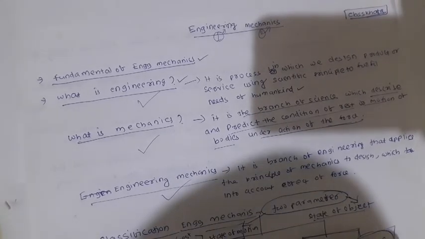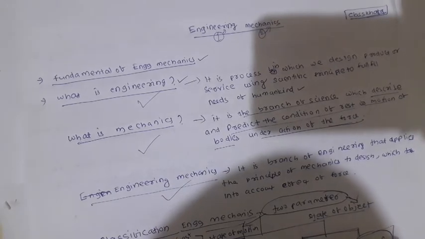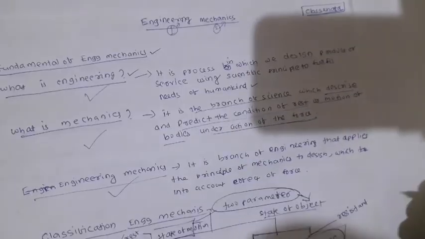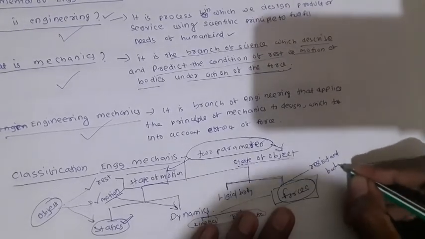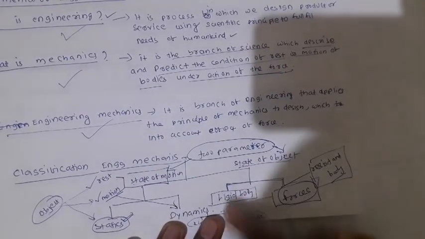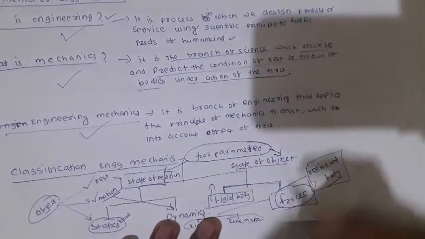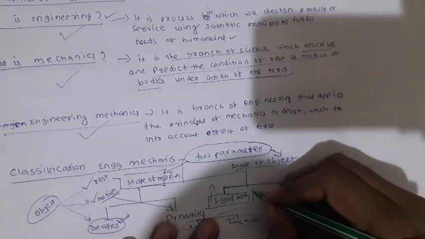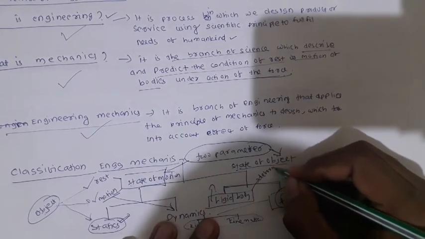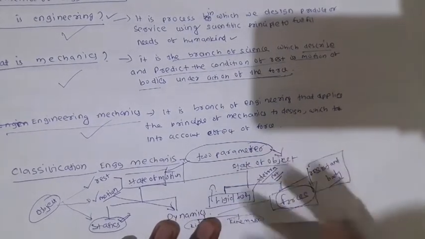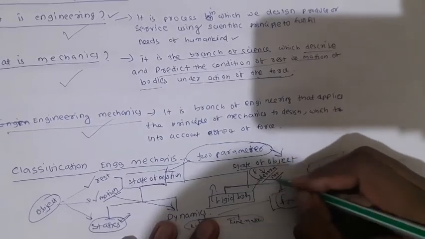So the next classification is on the basis of the state of object. On the basis of this, we classify into two: one is rigid body and second one is deformable body. So what is a rigid body? Remember, a body is said to be a rigid body if it does not deform under the action of force.